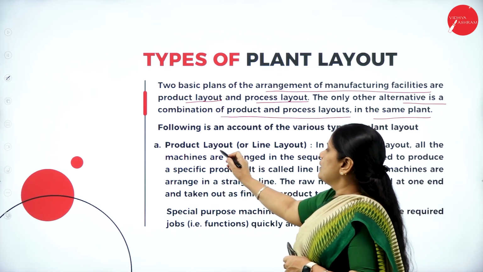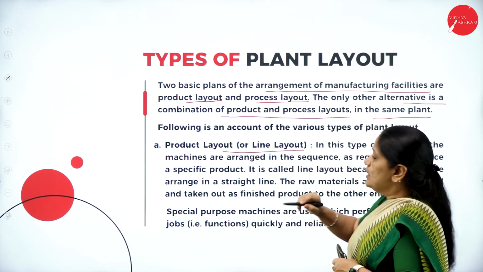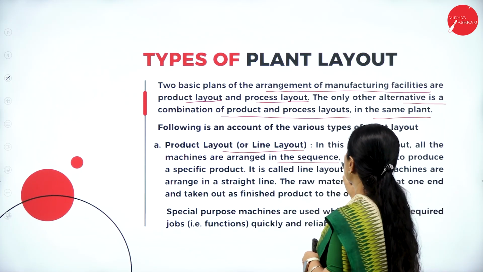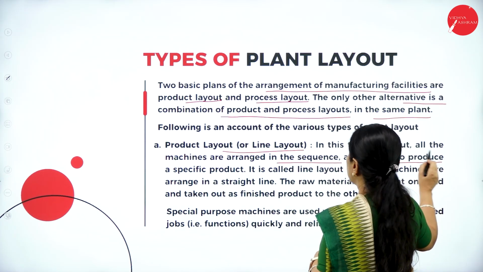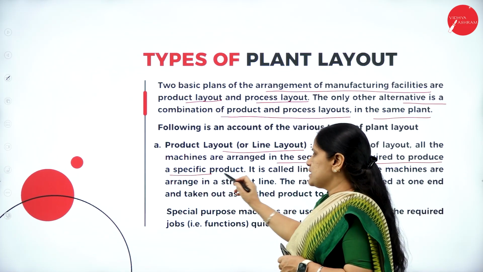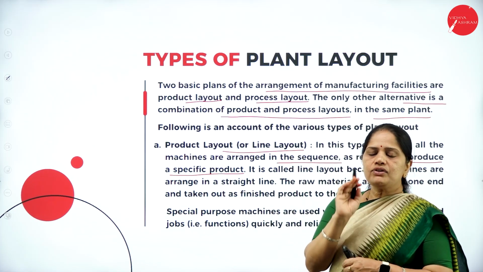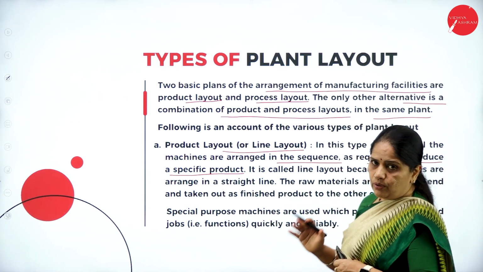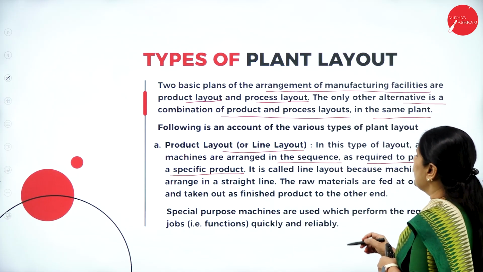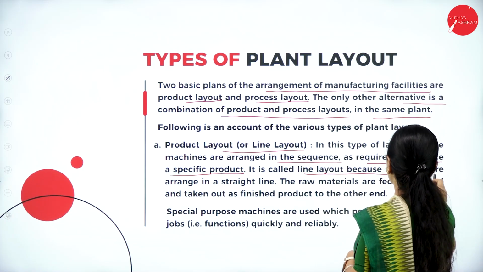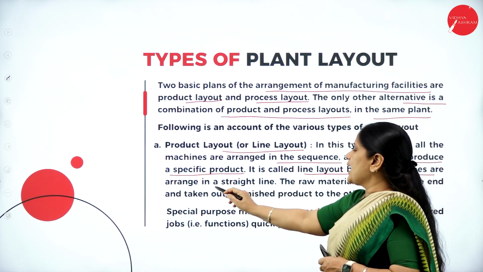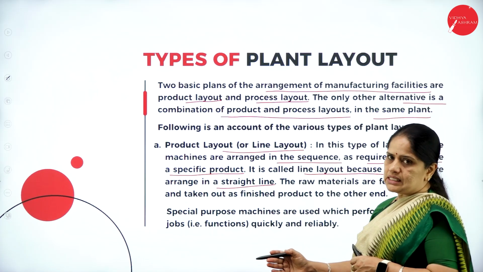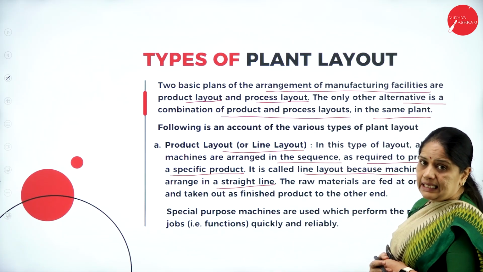Product layout, or the line layout. In this type of layout, all the machines are arranged in the sequence required to produce a specific product. So we have to arrange the machines in such a way that they are able to produce a specific product. It is called a line layout because machines are arranged in a straight line. So when machines are arranged in a straight line, we call it a line layout.